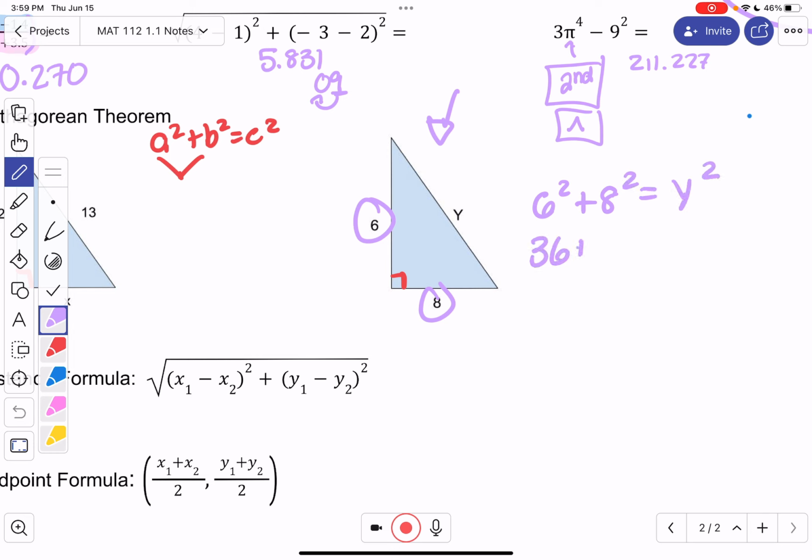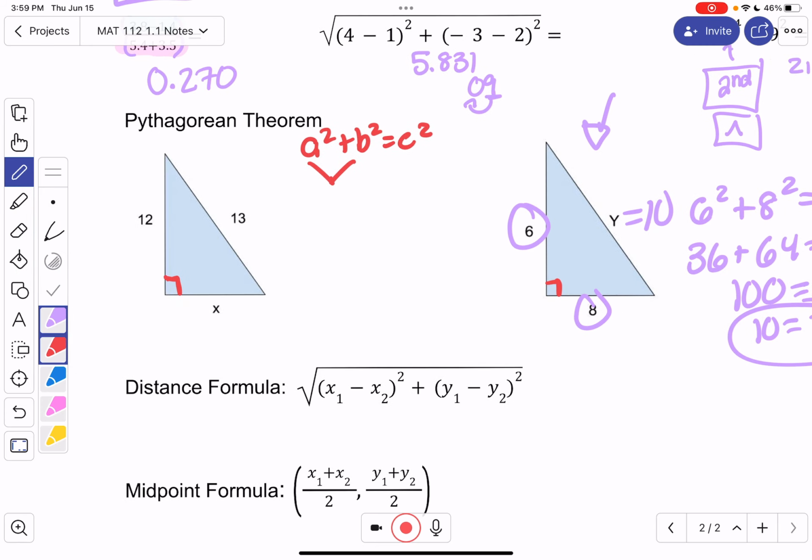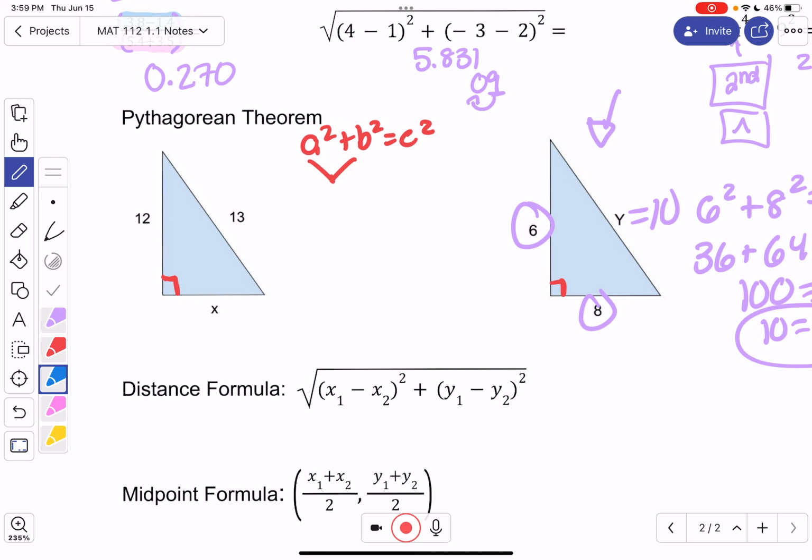6 squared is 36. 8 squared is 64. 36 plus 64 is 100. To undo a squared, you take the square root. So y equals 10. If you know the hypotenuse, you can just subtract. So you have 2 ways. One is to say, hey, I know I'm subtracting instead.